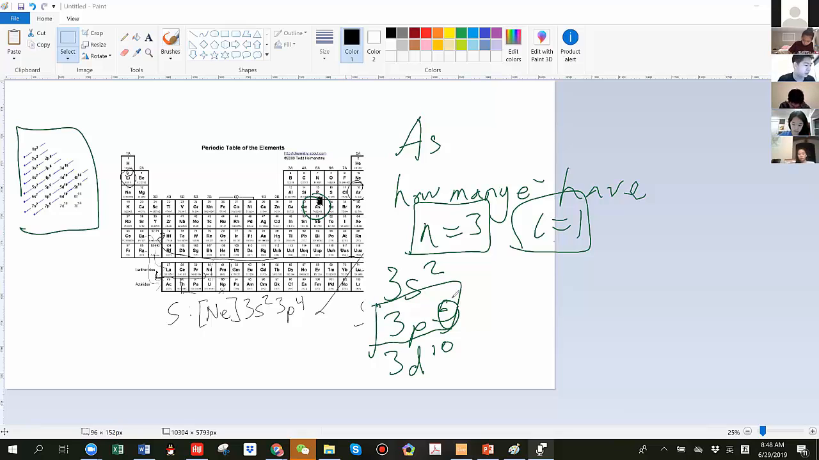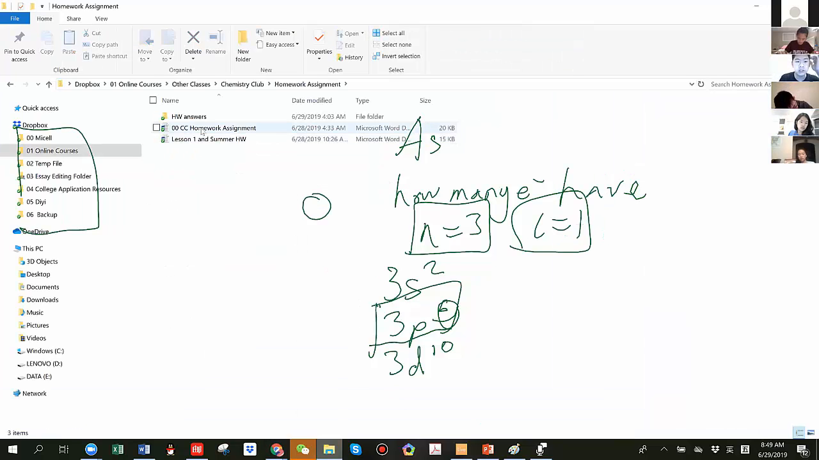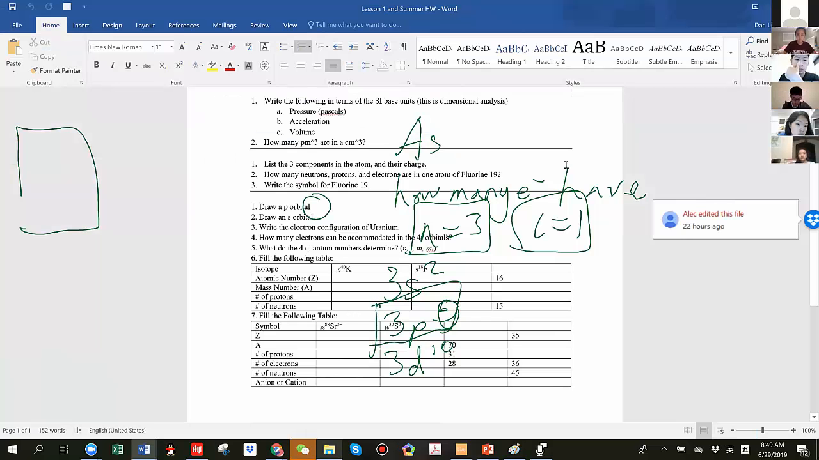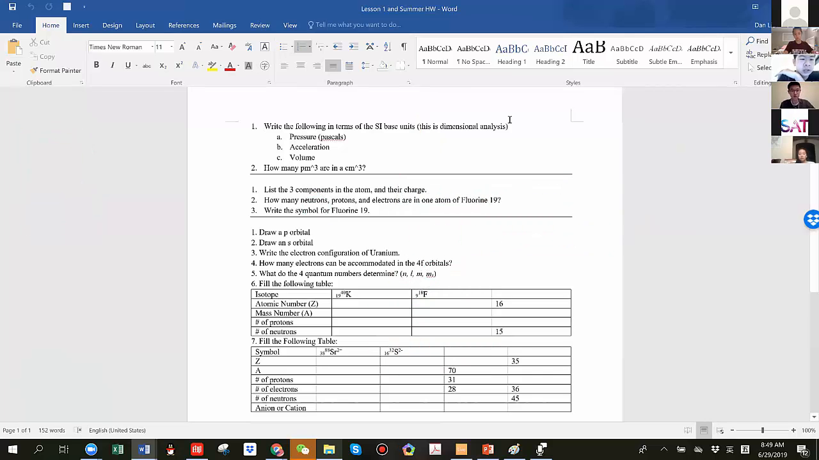Good job. Okay, let me see if maybe I can pull up the homework. Let's just start looking at this because this has some more. As homework, what I want you to do is review significant figures. Let me write that down.